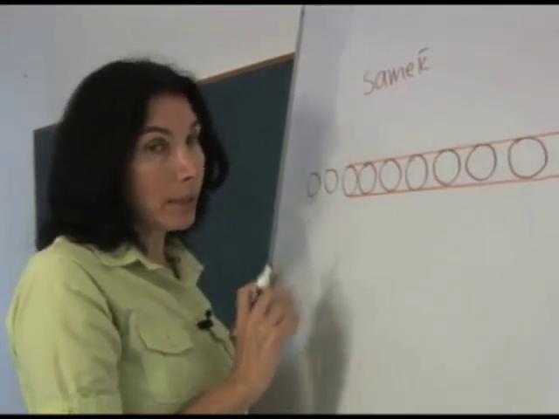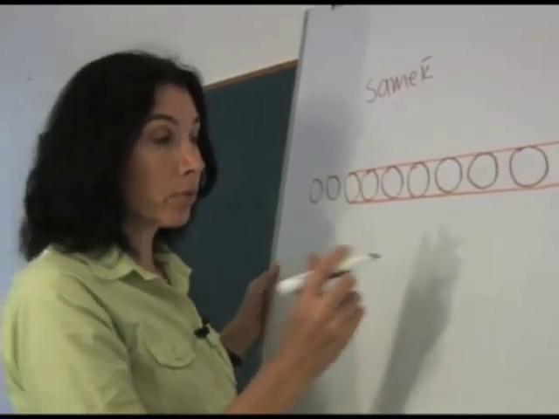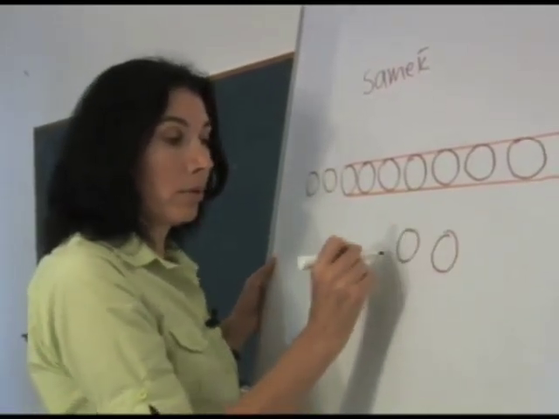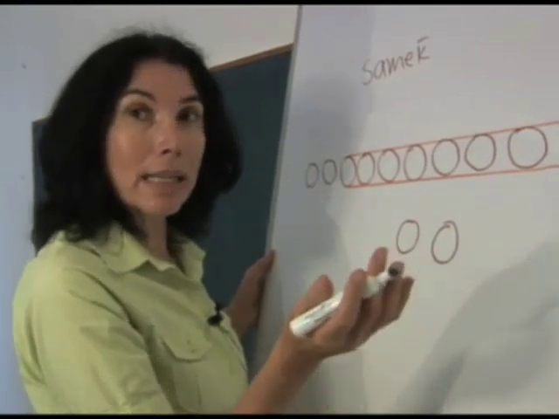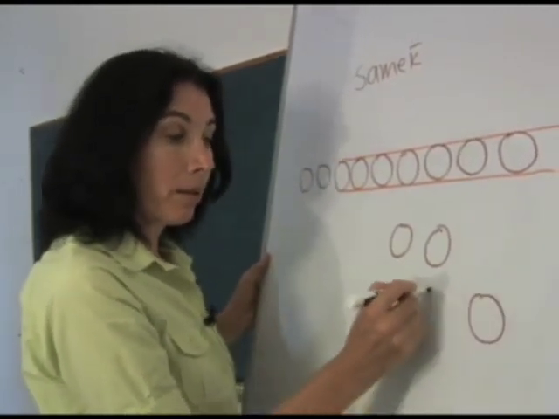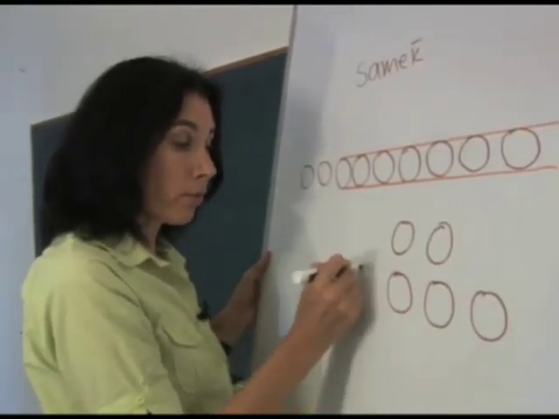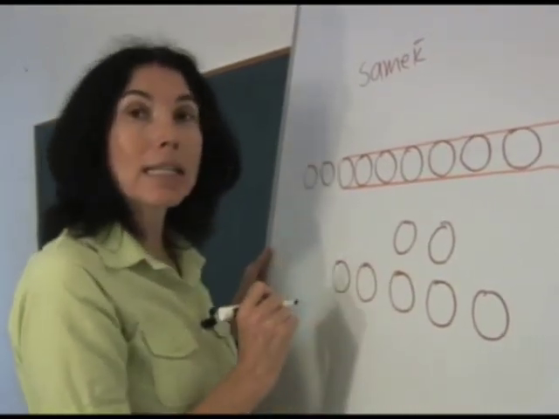The letter O, it's English. You write it from left to right. But here we write Hebrew. We write Samech from right to left. A circle from right to left. Samech.